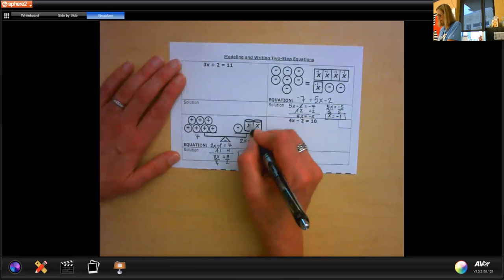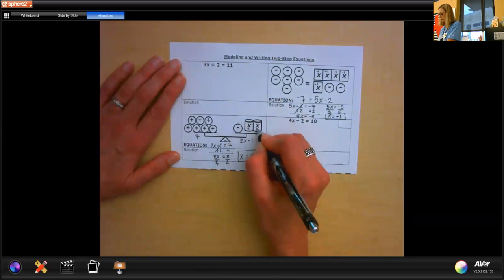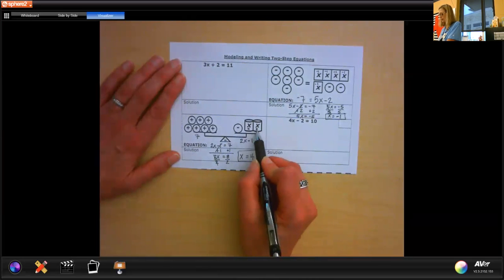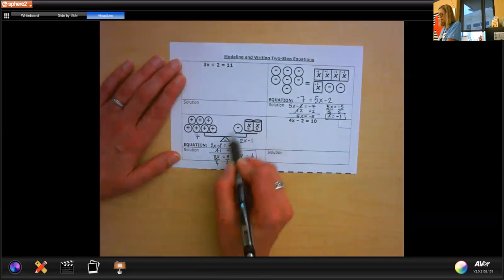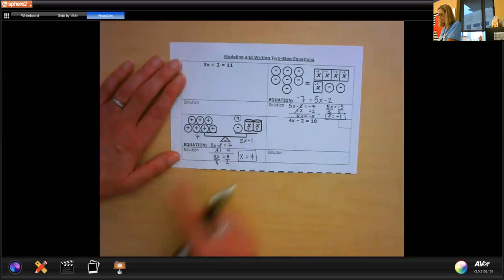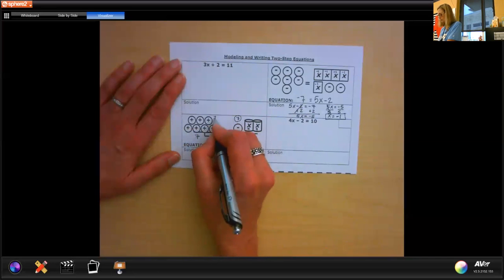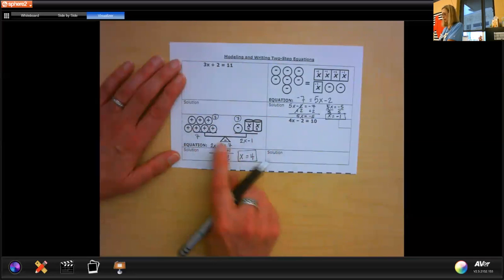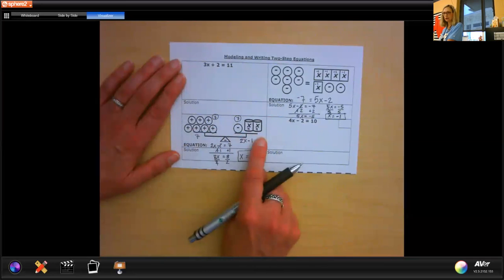And I could check that. I could go back and put 4 in place of each x. Those are positive 4s. 4 plus 4 is 8. And 8 minus 1 is 7. That would be positive 7. And over here, I had positive 7. And that makes it a balanced equation. You could think of that as balancing the equation.